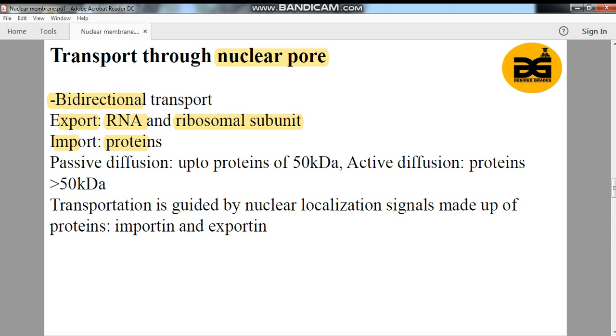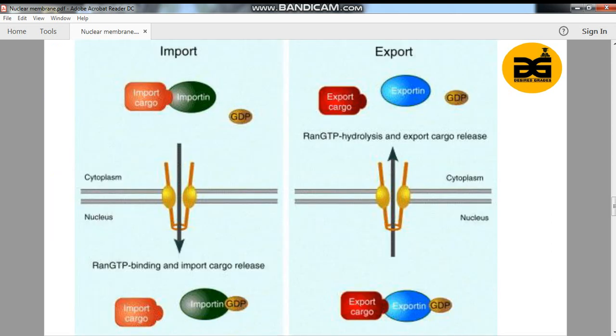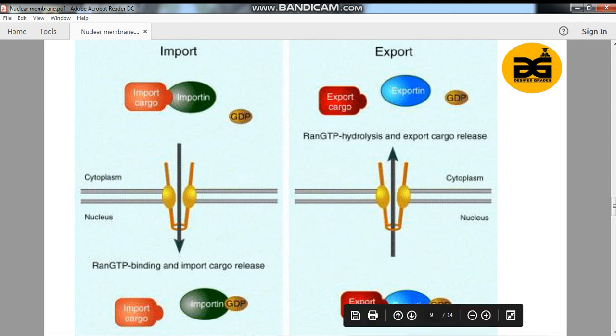Now the transportation is of two types, passive transport or active transport. We have already learned that passive transport does not require any sort of external energy. This passive diffusion occurs only for proteins of size up to 50 kilodalton, and if the proteins are of size greater than 50 kilodalton, active transport takes place. The transportation is guided by two proteins called importin and exportin. The mechanism of importin and exportin we will learn in the next video which I will upload soon. This is just a review.